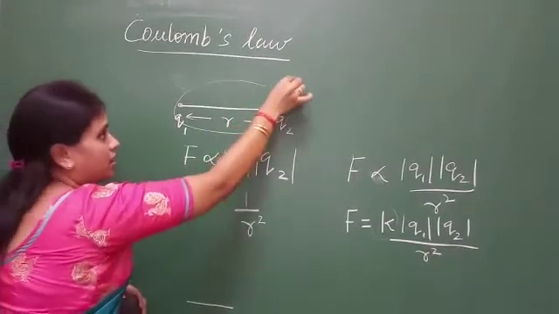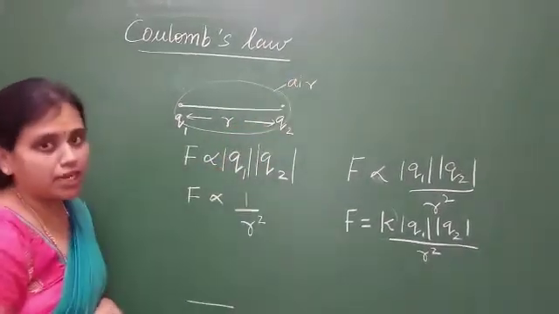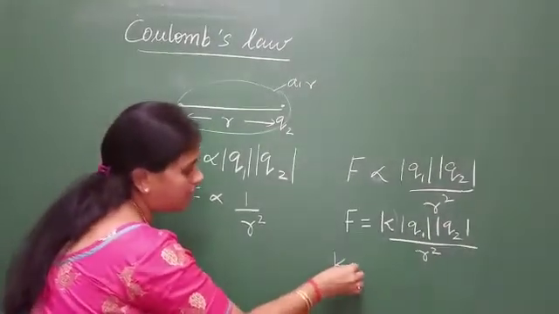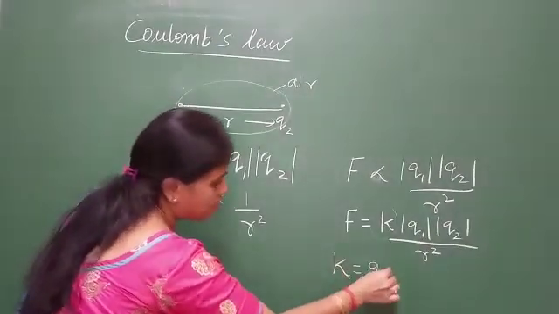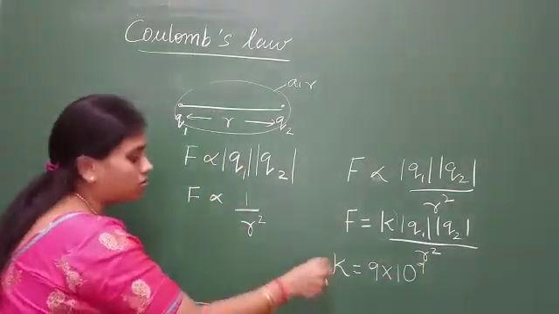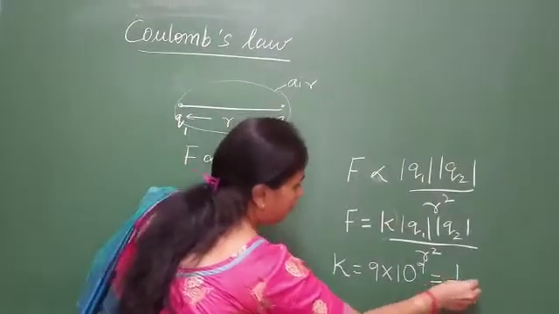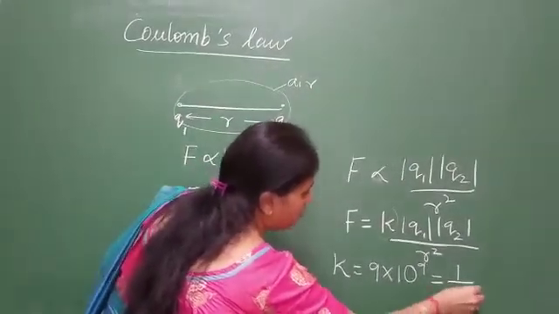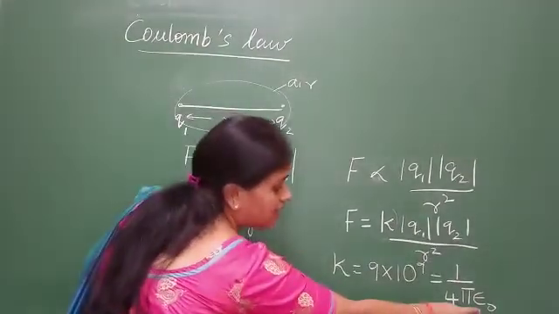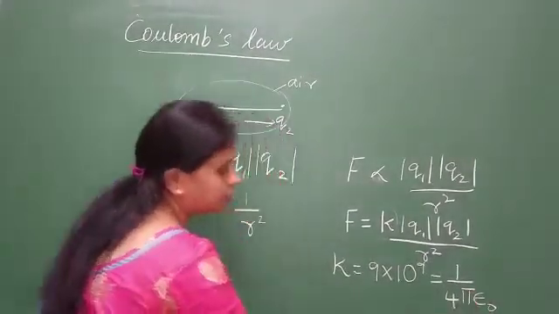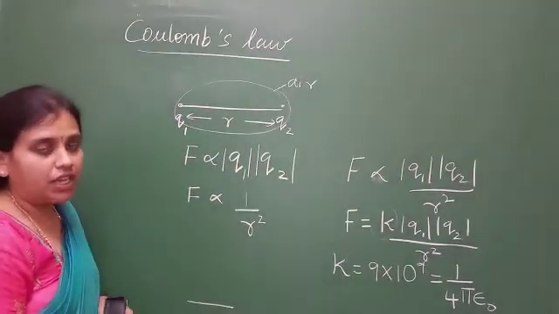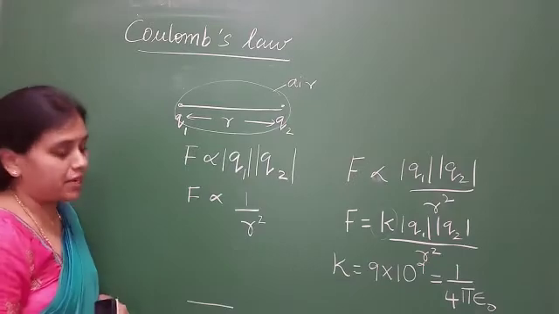If air is the medium separating the two charges, under the SI system, this value of K is found experimentally to be equal to 9 into 10 to the power of 9. Also, this can be represented by the ratio 1 by 4 pi epsilon naught. Here we have another constant of proportionality introduced, called the electrical permittivity, with respect to air as the medium.